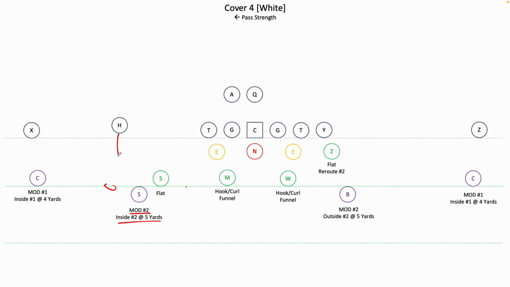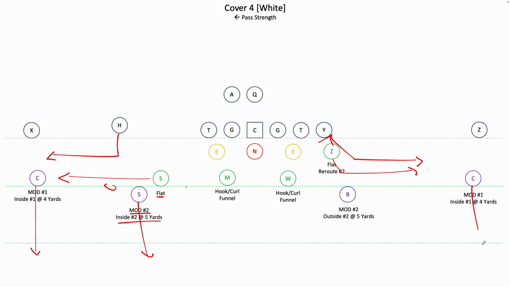So if this H runs an out like this, that is not your responsibility. That is the Sam's responsibility. The Sam has the flat. It's under 5 yards. You're just going to drop into your zone and wait for someone to come in. Same thing on this side. If we get a jam and then the X runs some sort of route underneath 5 yards, it's the Zeke's job to get out there. You guys just drop into your quarters and you wait for someone to come in.